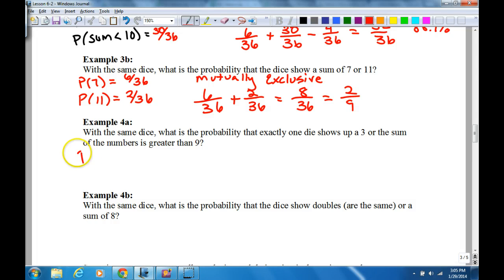So, probability of rolling a 3, it's 6 out of 36. Okay? It's more than that, actually, isn't it? Oh, yeah. I have 10 out of 36.